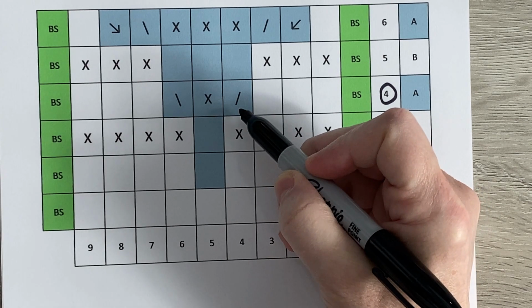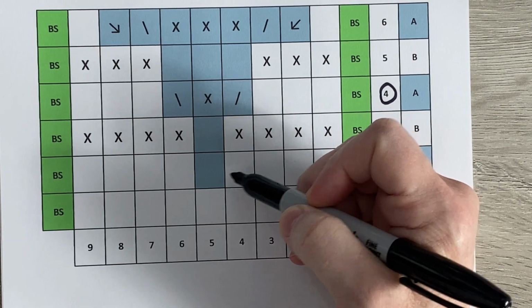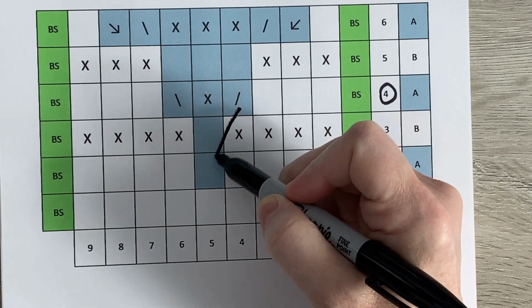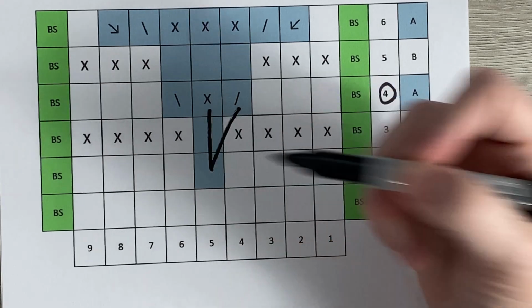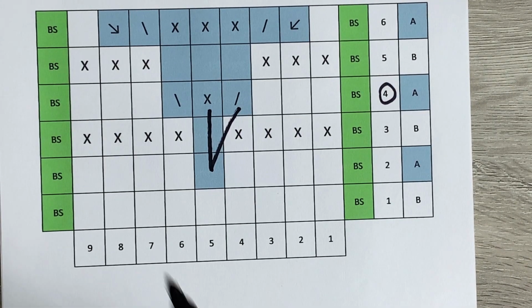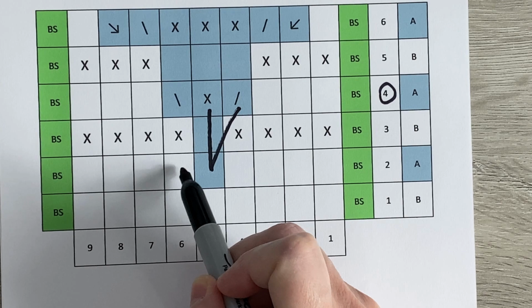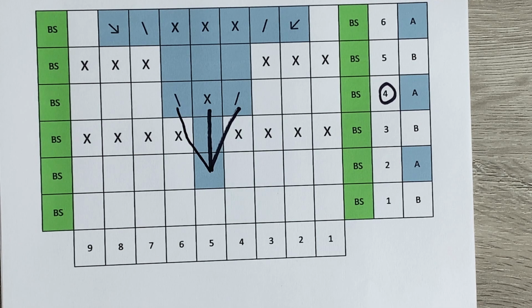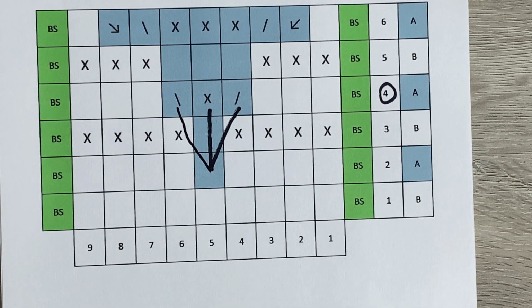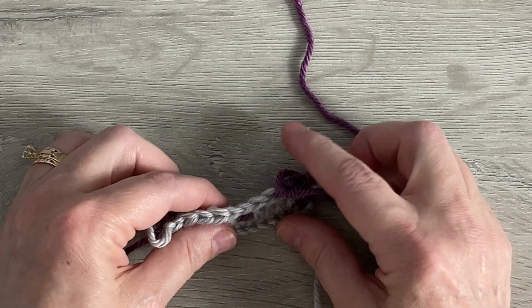So this angle DC1L, instead of working directly below, will go 1 to the left. The double crochet will work directly below, and the angle DC1R will work 1 to the right. So I've crocheted up to that point.